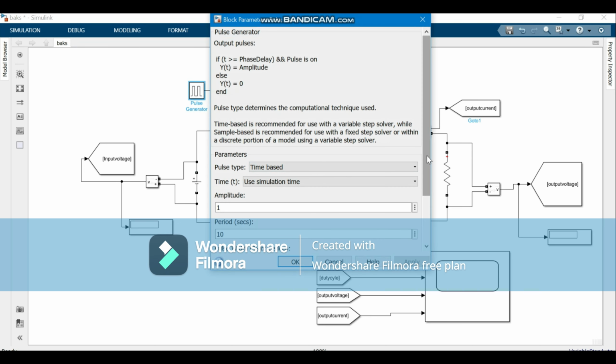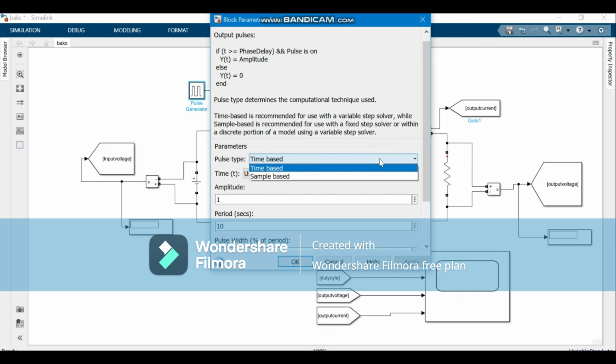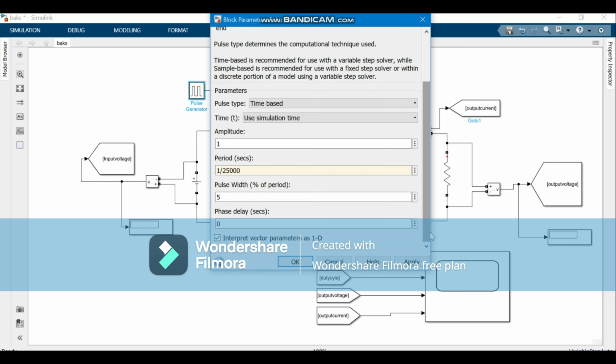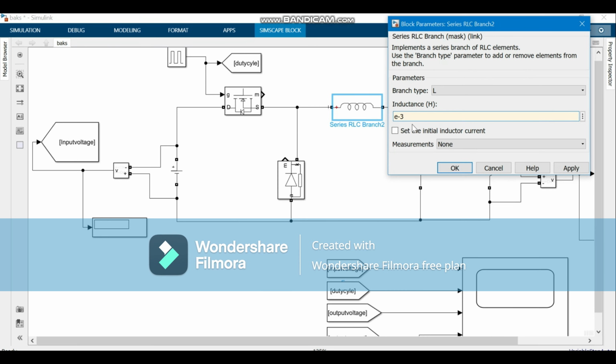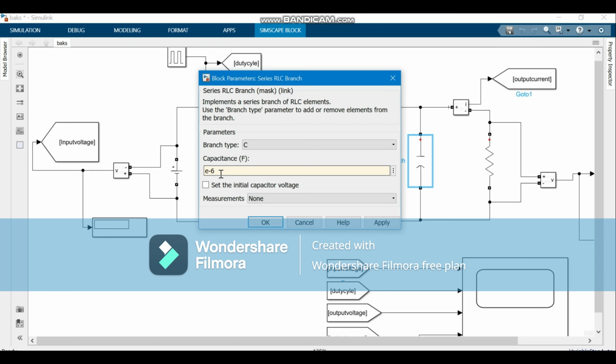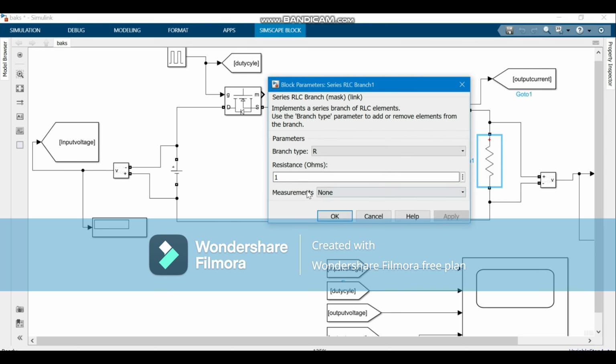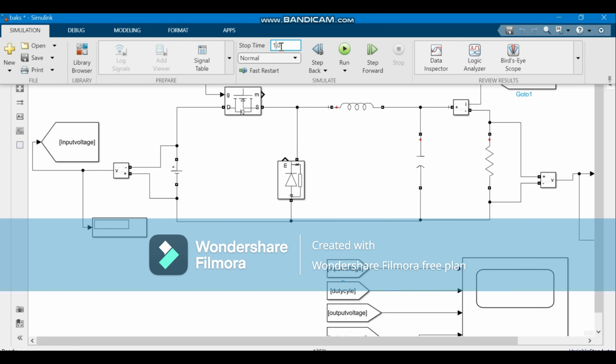Now set the pulse generator: pulse type time based, period in seconds T is equal to 1 by F, switching frequency 25 kHz, pulse width 20%, inductor value is 500, capacitor value is 320 microfarad, load resistance is 2.5 ohm. Simulation time is 1 second. Click on run to simulate.